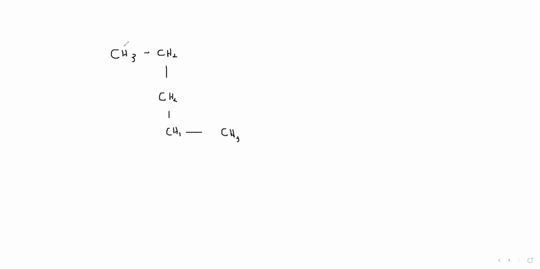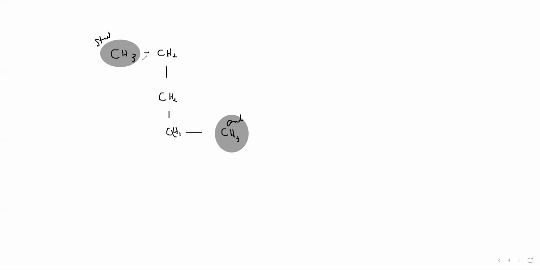Why is it a straight chain? Because in a straight chain, you have only one passage or one way to move within the structure. If I start from here, I will move within the structure and then I will end at this point. So how many ends are there? The starting point is one end and the finish or the end point is another. So only two ends are there. When there are two ends, we call that a straight chain.